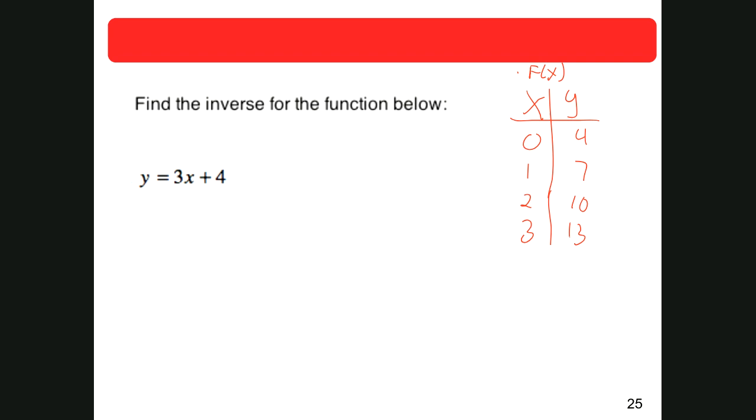Okay, so now, if I wanted to find some values of the inverse function, remember, we already talked about this, it's just the opposite. So if 0, 4 is on the regular function, I know that 4, 0 is on the inverse. If 1, 7 is on the original function, then 7, 1 is on the inverse. Same thing here, 10, 2, 13, 3. Okay, so the inverse function just flips the x and y around.